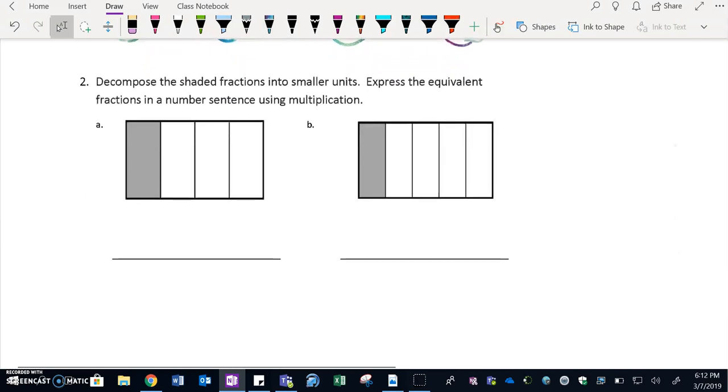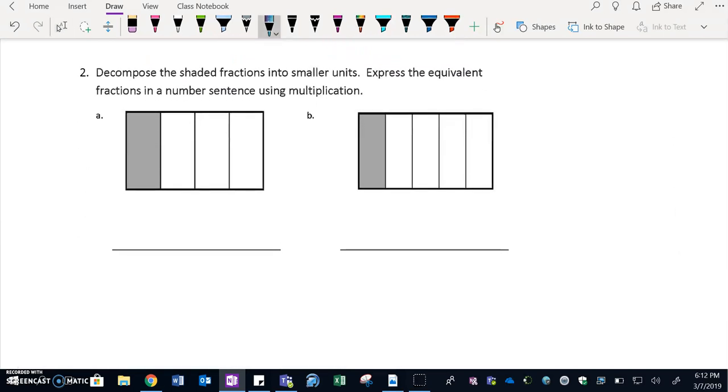All right. Now it says that we're going to make up our own problem. We're going to just decompose, which means make it smaller, the shaded amount into smaller units. We're going to express the equivalent fraction in a number sentence. That means I need an equal sign using multiplication.